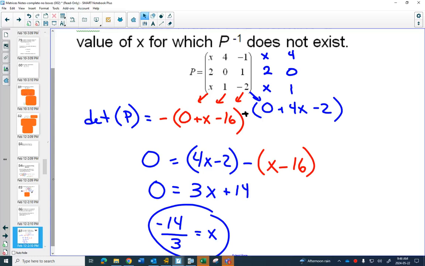Well, the number is one that if you tried to guess and check values of x, I don't think you'd get that very quickly at negative 14 over 3.